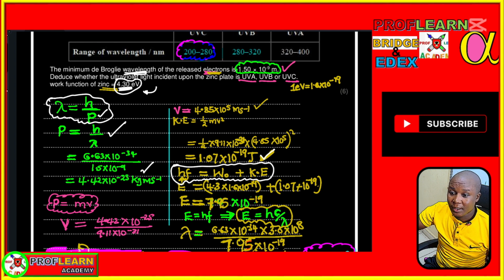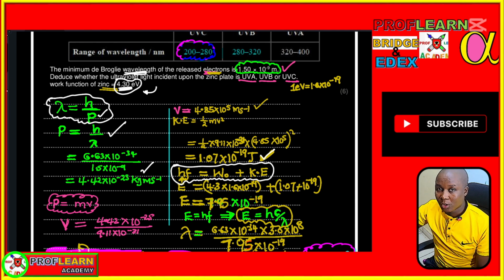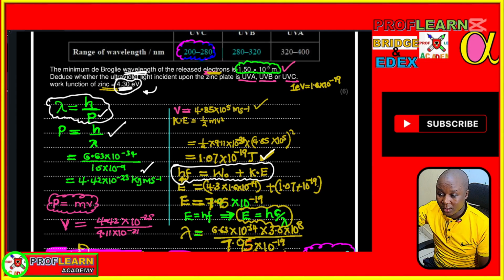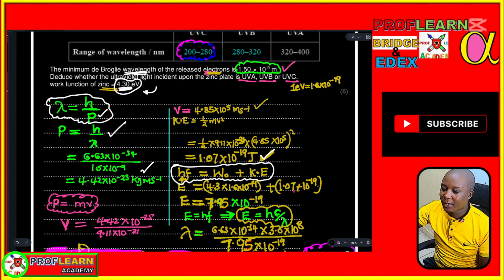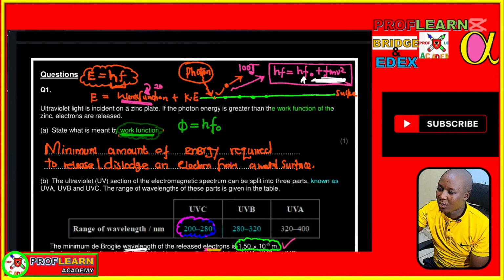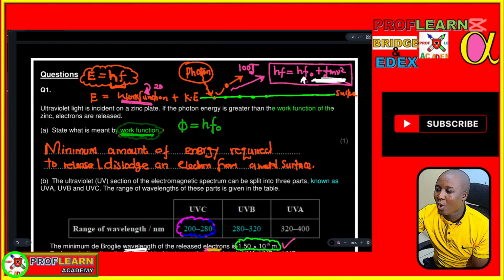The energy was in electron volts. So if you take the value in electron volts and multiply it by 1.6 times 10 raised to power negative 19, then we are going to have our energy now in joules. Once we have our energy in joules, we add it to the kinetic energy we have gotten here, and that will be the energy of the photon, because from this photoelectric equation, the energy of a photon is equal to the work function of the metal plus the kinetic energy at which the electrons are going to move away from the metal surface.